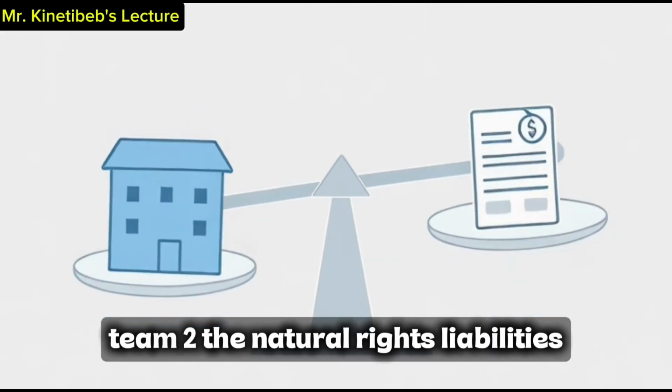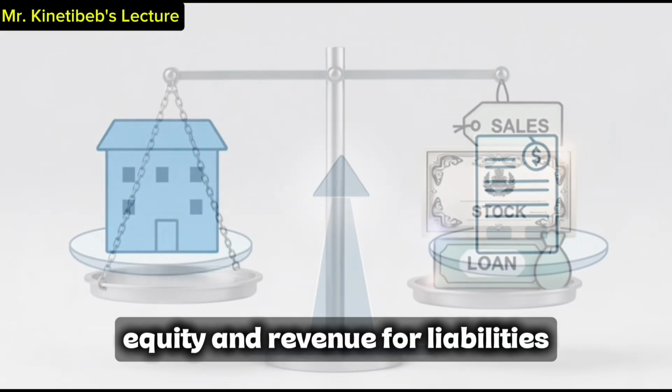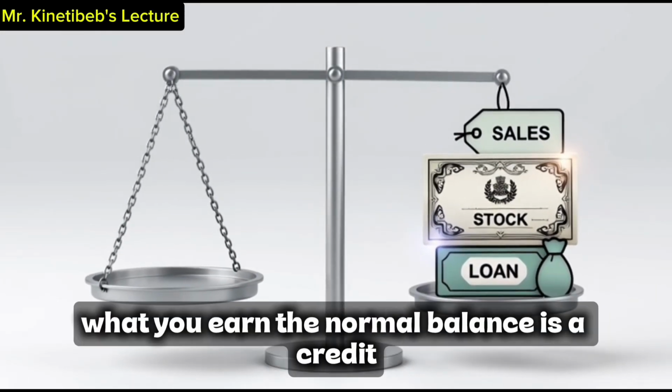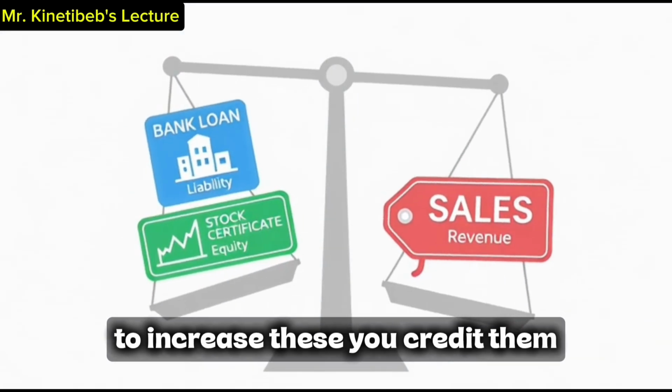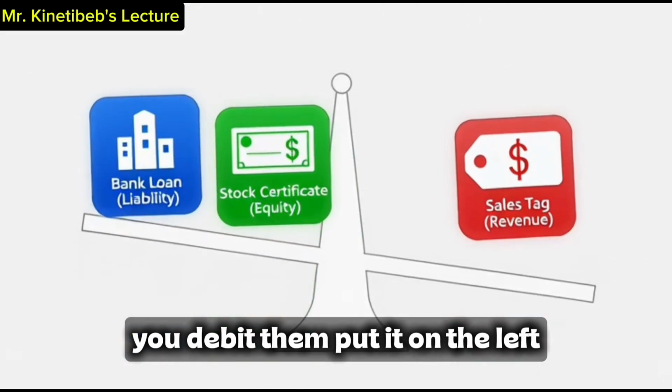Team 2, the natural rights, liabilities, equity, and revenue. For liabilities, what you owe, equity, the owner's claim, and revenue, what you earn, the normal balance is a credit. To increase these, you credit them, put it on the right. To decrease them, you debit them, put it on the left.